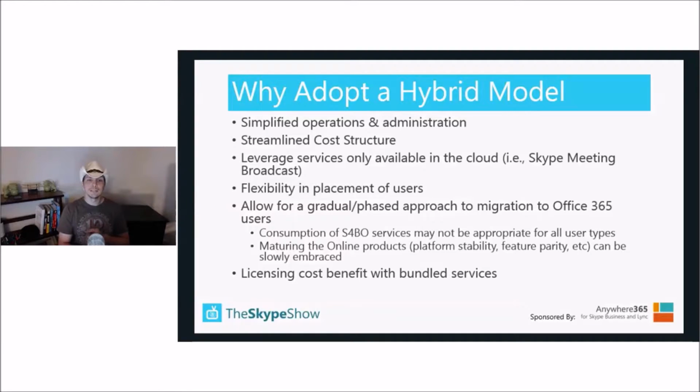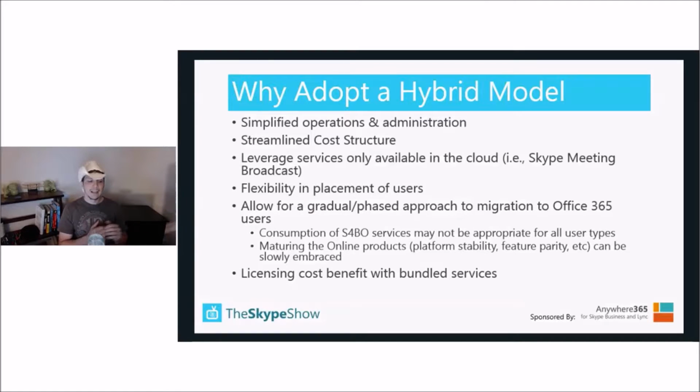Flexibility and placement of users is something that I already chatted a bit about. Homing them online or homing them on-prem. It really depends on their needs and their specific feature set that they require. Allowing for a gradual phased approach to Office 365 users. This is becoming important for a lot of organizations. They want to be early adopters. They want to start taking advantage of some of the benefits, but they also have pretty advanced needs, specifically on the enterprise voice side, that Skype for Business Online cannot solve yet, even with Cloud PBX and PSTN calling.